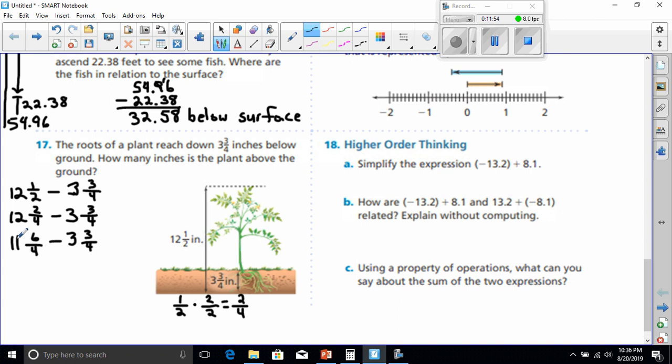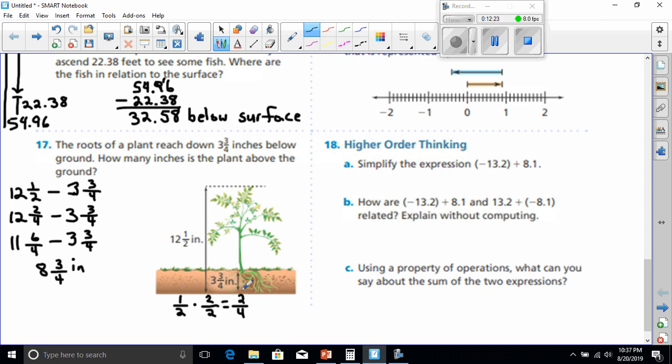And now I can take 11 minus 3, and that's going to give me 8. And then we're going to have 6 minus 3, which is 3, and the denominator stays the same, 4. And that's going to leave us 8 3/4 as our answer. And since we're talking inches, it'd be inches.